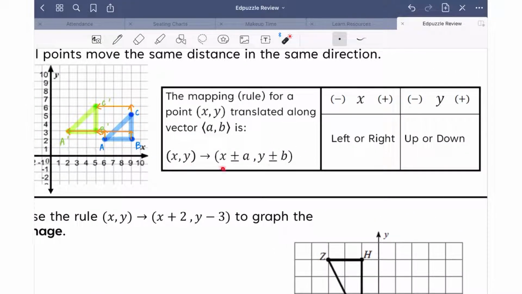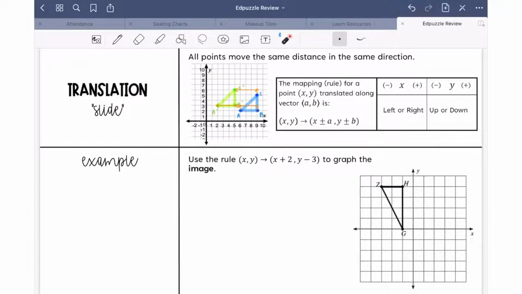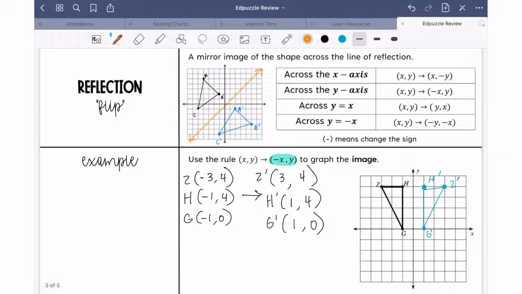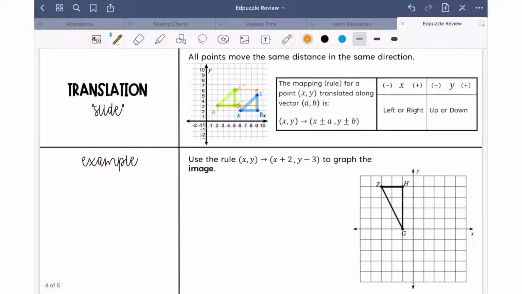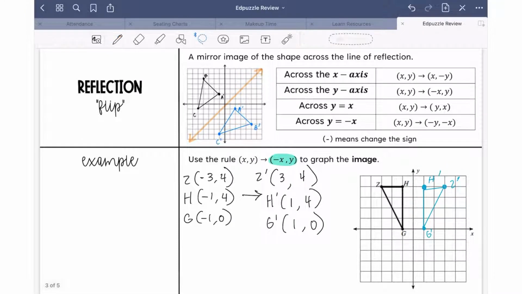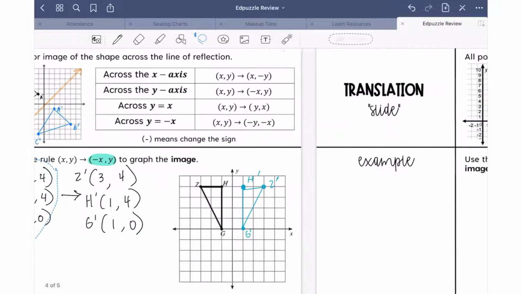So we have our mapping rule, and we know that the x-axis is the one that allows us to move left to right, and then up or down. And since this is a very straightforward rule, let's go straight into the example, okay? And notice I'm using the same triangle that we used for the reflection, okay? So since we already know those points, let me just copy and paste them. These are the originals.